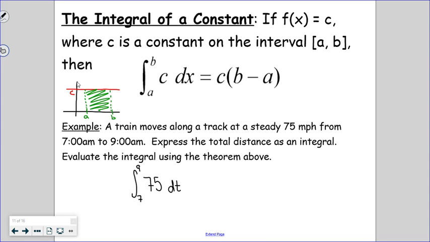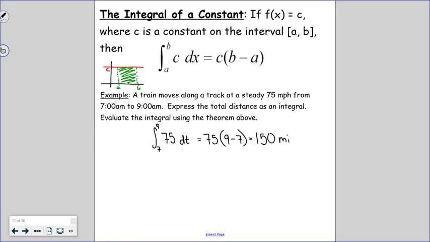Miles per hour. If I use the formula above, we would be talking our constant times the difference in our integral, 9 minus 7, which would be 2, so 75 times 2, or 150 miles per hour times hours would be 150 miles. Again, kind of a picture of what's going on here. That's that constant of 75 up here. Evaluating from 7 a.m. to 9 a.m. gives us that rectangle. Questions?